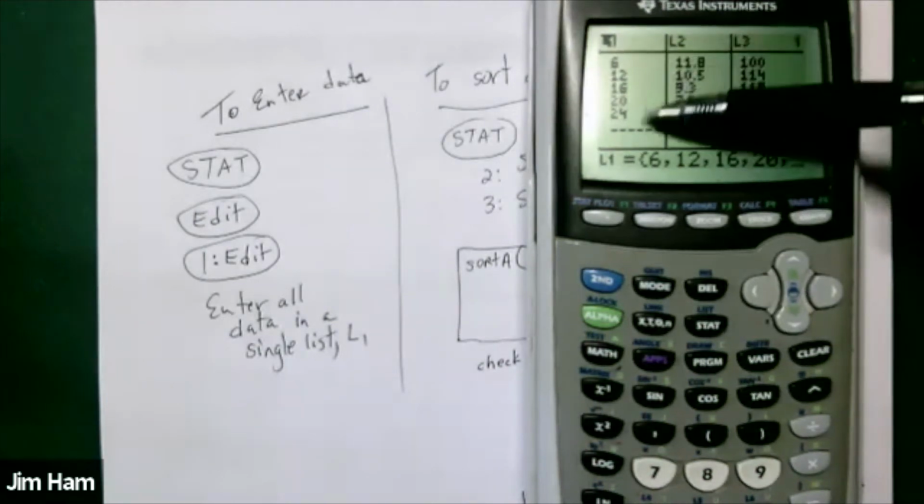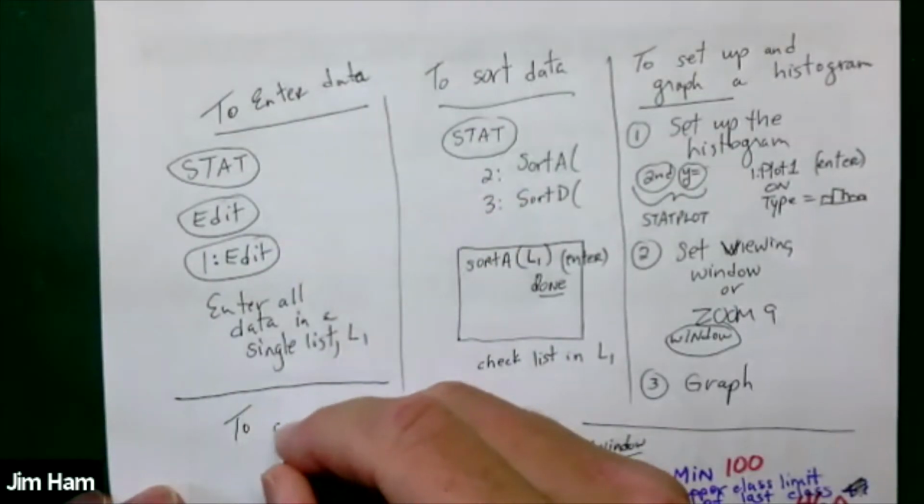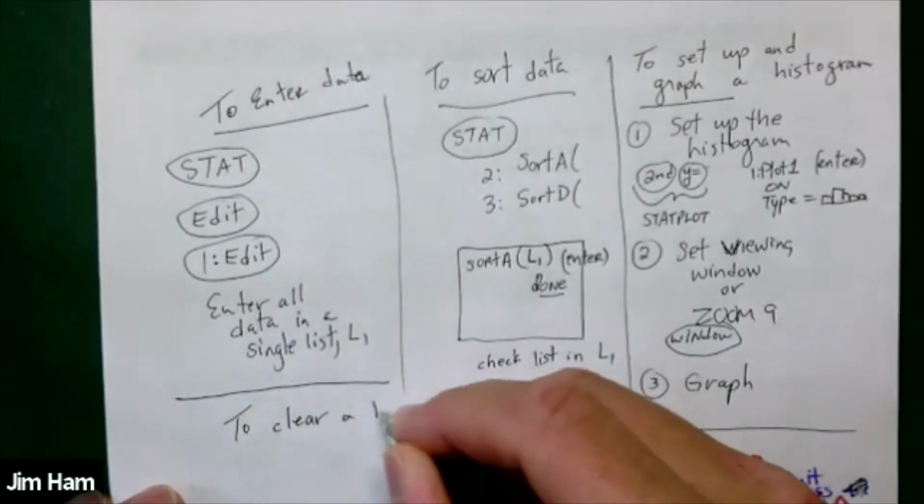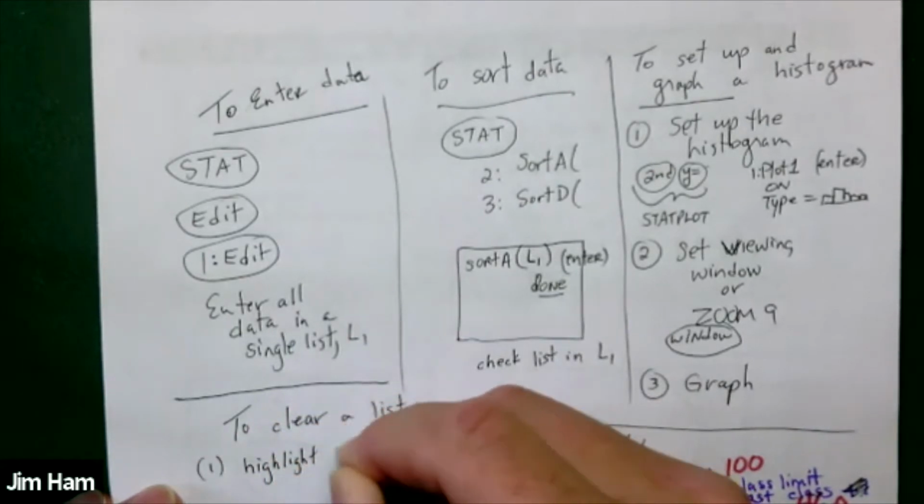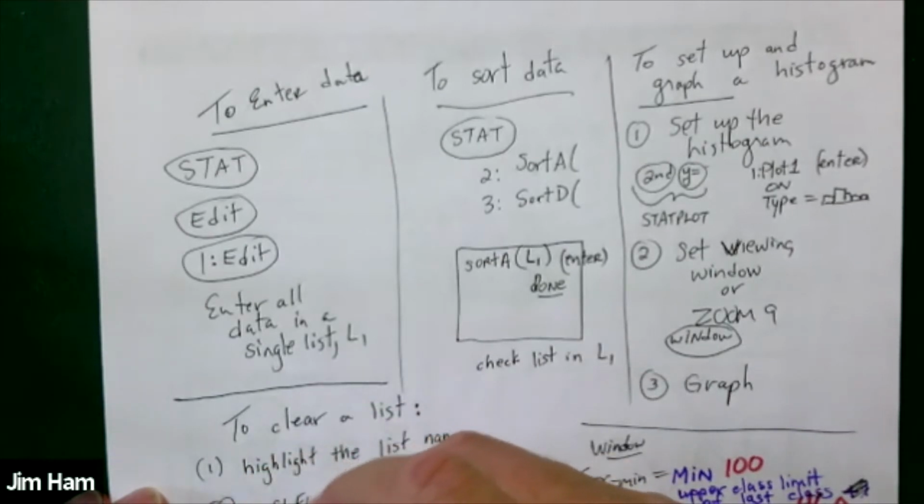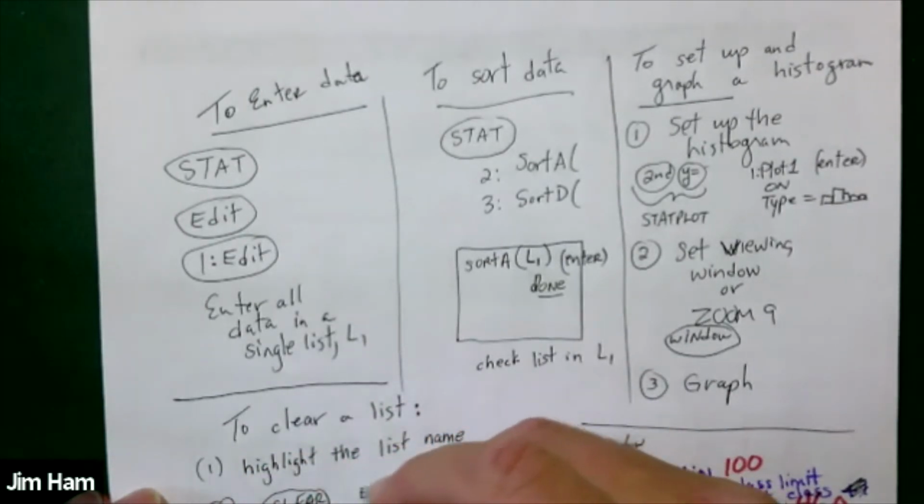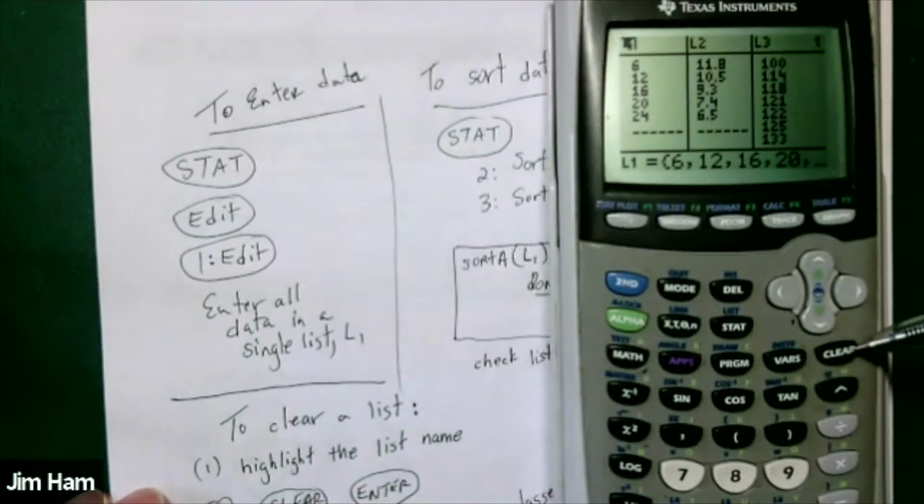Now I have stuff in here that I don't want, so I'm going to clear it out. Maybe I'll add to this handout how to clear a list: 1, highlight the list name, and then 2, hit clear, and then enter. So here's what it would look like if you did that. And here's the clear key.